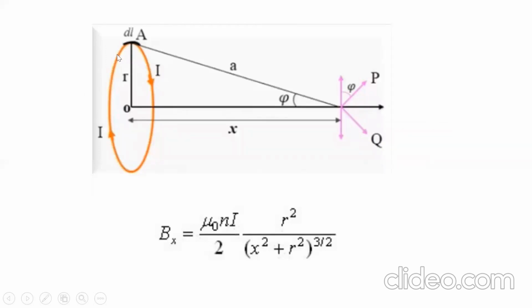Suppose a circular current-carrying conductor carries a current I. At a point at a distance x from the center of the coil, the magnetic field Bx induced will be equal to μ0 N I r squared divided by 2 times (x squared plus r squared) raised to the power 3/2, where N is the number of loops and r is the radius of the circular loop.